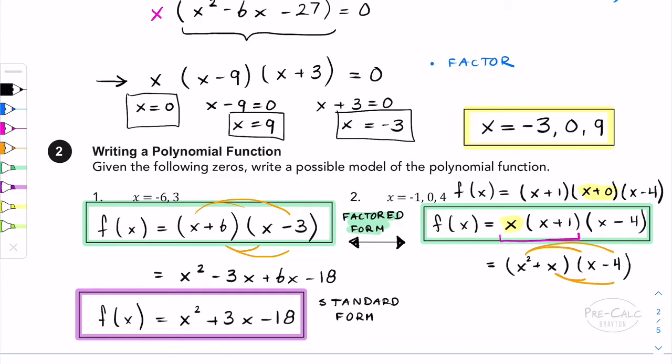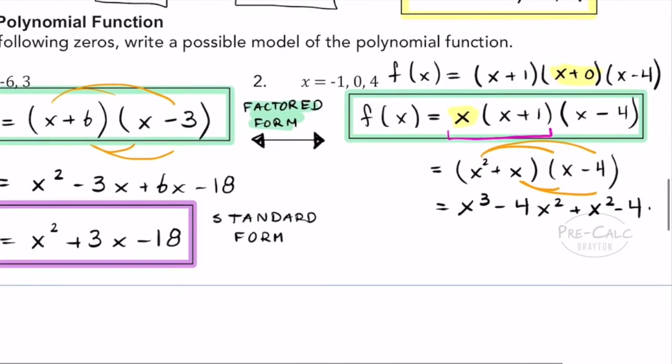We have x cubed minus 4x squared plus x squared minus 4x. And I can write my final standard form expression after I simplify my common terms. X cubed, negative 4x squared plus x squared is negative 3x squared, minus 4x.